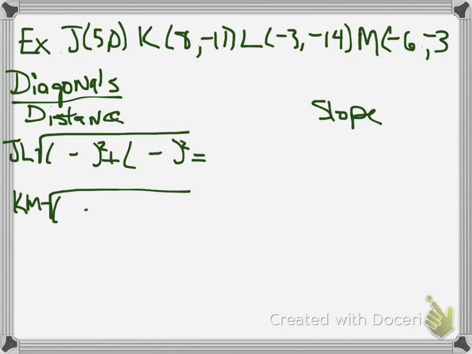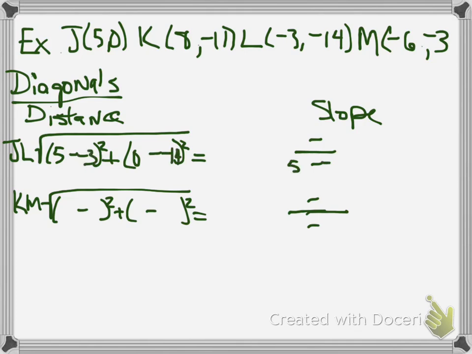Distance formula is, again, subtract the x's squared plus subtract the y's squared. Slope is subtract the y's over subtract the x's. So I'm just putting the x's together, the y's together, and then doing that for both. Again, why did I choose JL and KM? Because they're opposite each other. These points should be opposite if they're done correctly in the right order. So those should be diagonals.